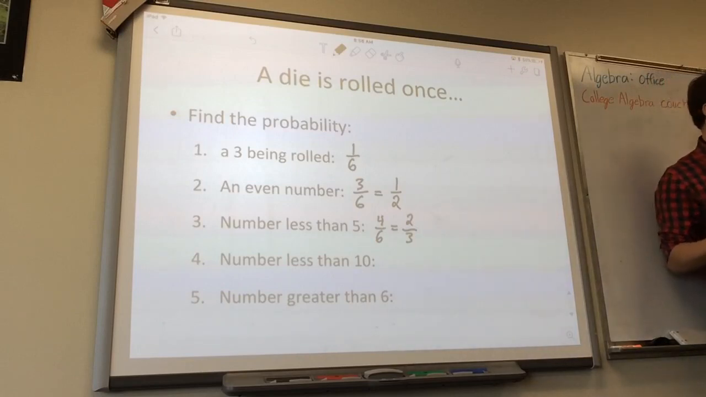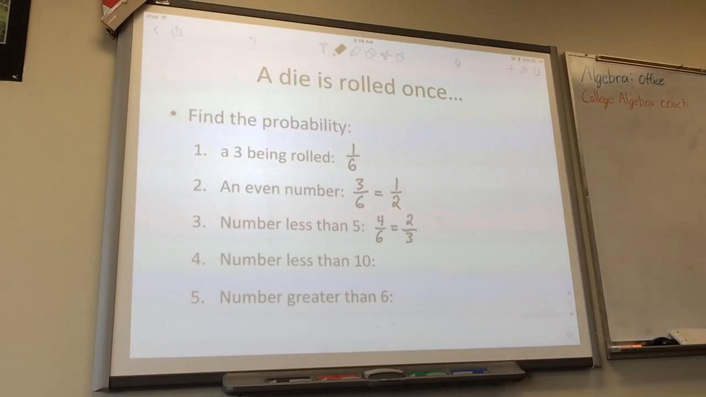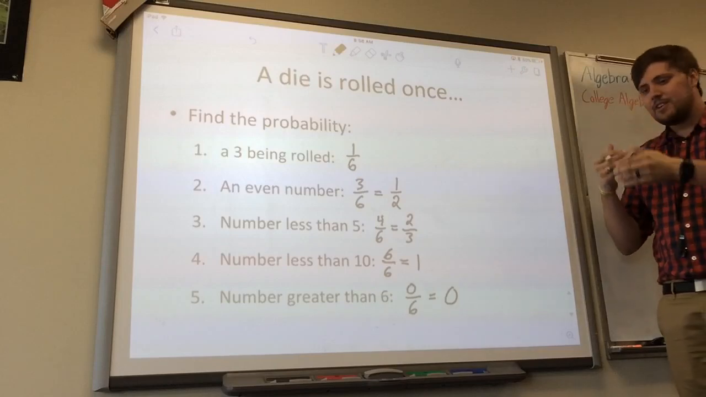Less than 10. How many numbers are less than 10? All of them. So that's what we want on the top. So 6 over what can happen is also 6. So our probability of that is 1 or 100%. A number greater than 6. There's 0. 0 out of everything simplifies to 0.